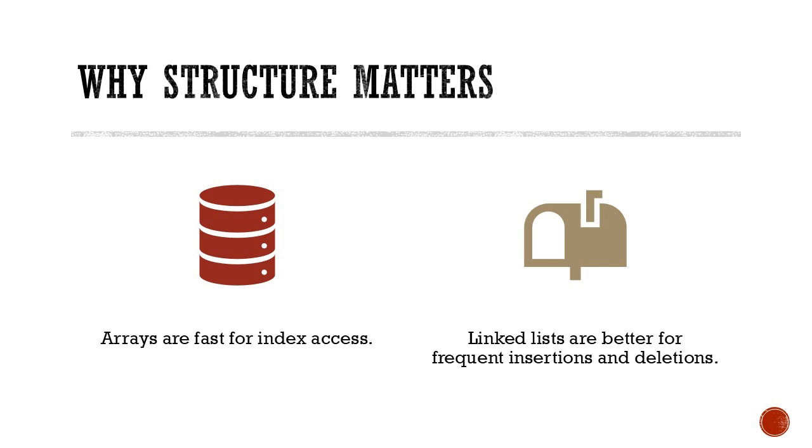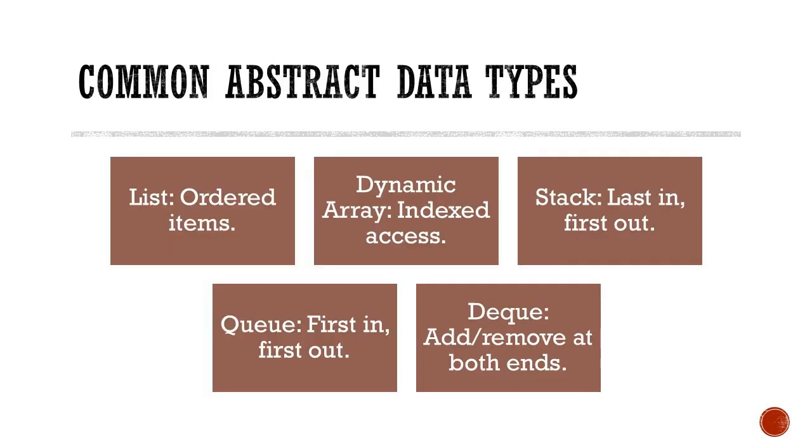Let us look at some of the most common abstract data types. First is the list. It stores items in order and allows adding, removing, and searching. Next is the dynamic array. It works like a list, but allows quick access by index and resizes as needed. Then we have the stack. This works like a stack of plates. The last item added is the first one removed.